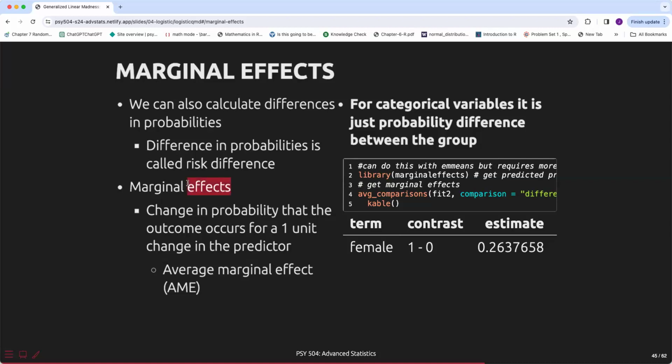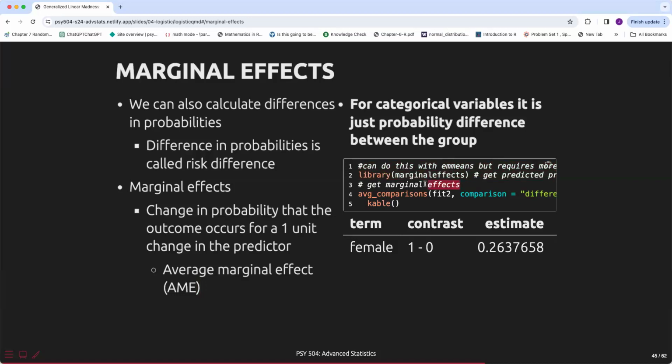And what we can do is we can calculate these things called marginal effects, which looks at changes on the probability scale. So a change in probability in the outcome for a change in the predictor variable. And these are sometimes called average marginal effects. And for categorical variables, it's just basically the difference between the groups, right? So the probability difference between the groups. So we could do this with amines, but it's a little bit more complicated.